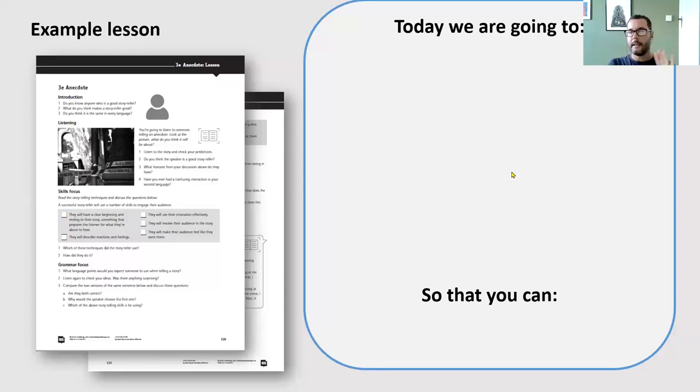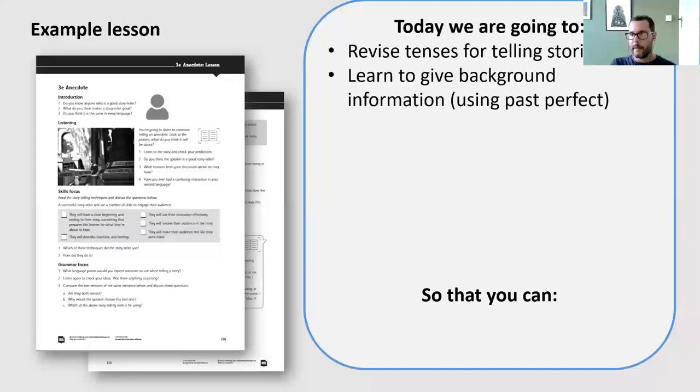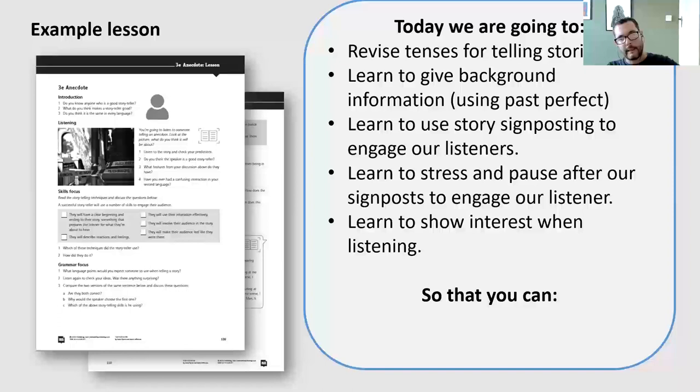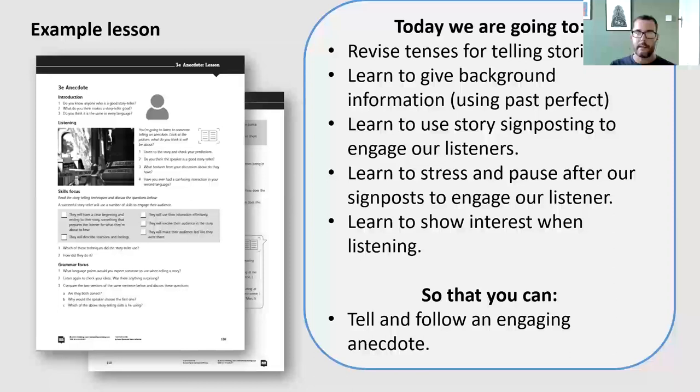So today the students are going to revise tenses for telling stories, learn to give background information using past perfect, learn to use story signposting to engage the listeners, learn to stress and pause after a signpost to engage our listener, learn to show interest when listening, all so that they can tell and follow an engaging anecdote. You don't need to see the lesson material, really. We're just sort of focusing on our aims and objectives. So we're going to dig into this and really look at how we write them and why we write them that way. This is our example.